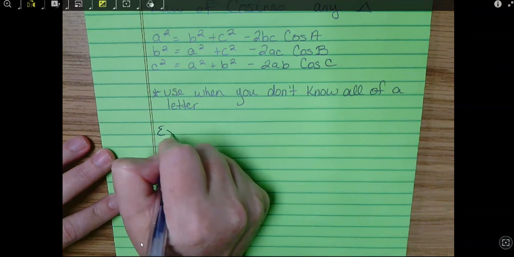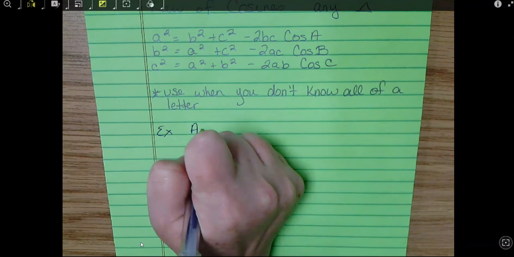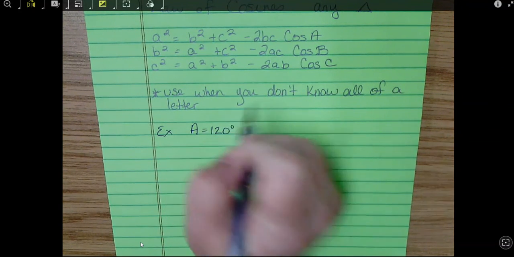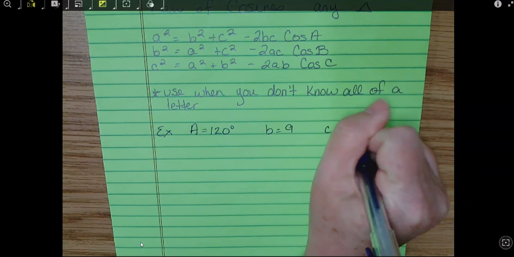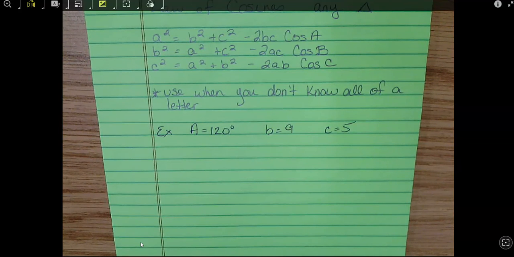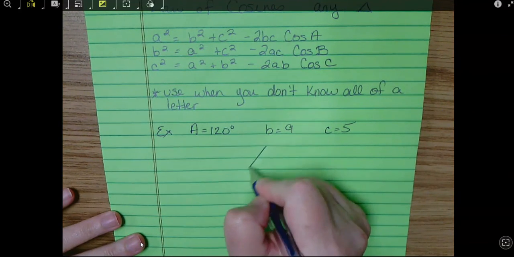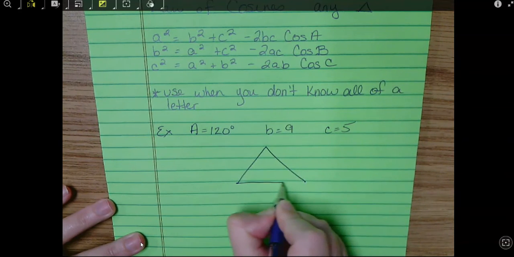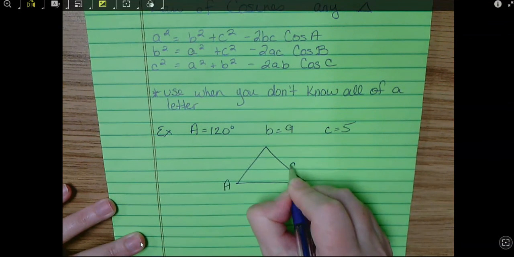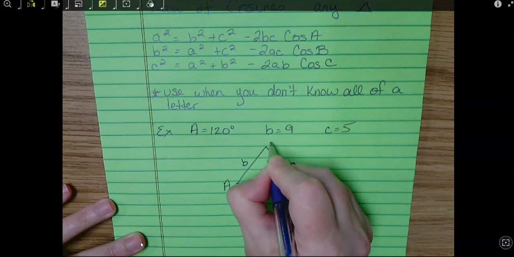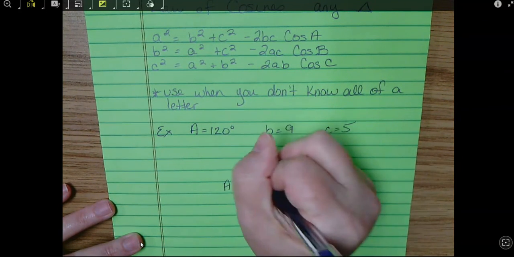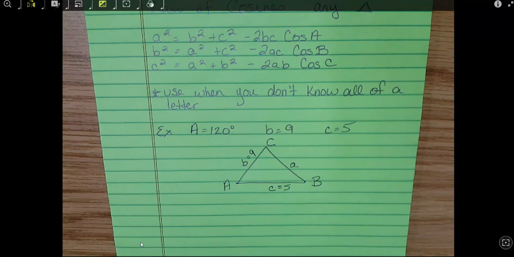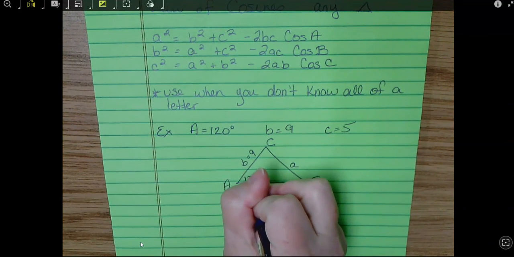Let's look at an example. I'm going to give you big A. It's 120 degrees. Little b is 9, and little c is 5. Okay, so let's draw our picture. A, little a, big B, little b, C, little c. So little c is 5, little b is 9, and we know big A is 120.